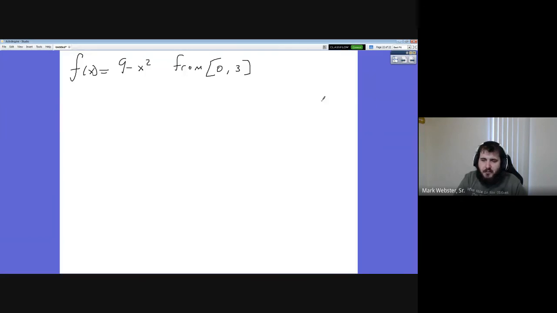Right? If you think about it, it sort of looks like an upside down parabola, shifted up 9, right? And so we're going from 0 to 3. So we're trying to find this right here. How big is this? So let's do that. Same thing we did before. We got to find CK. We've got to find delta XK.